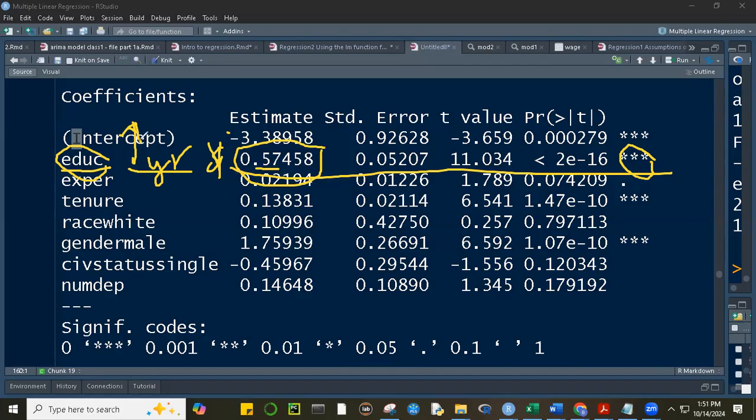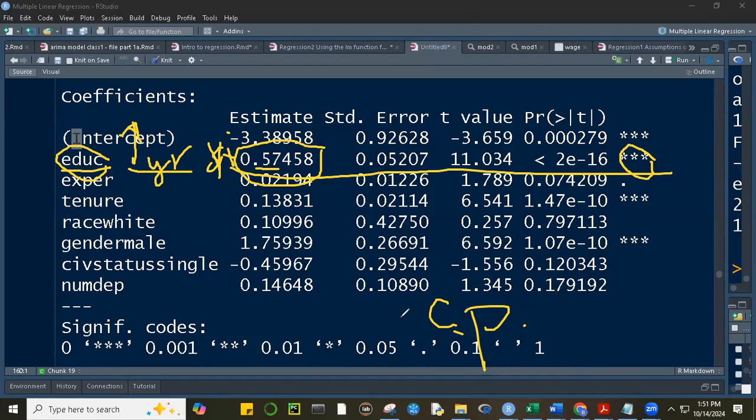Okay, so for every 1 year increase in education, there's a corresponding $0.57 increase in hourly wage. Bakit increase? Because it's positive class. So we're saying that there's a $0.57 or 57 cents increase in hourly wage, then comma, don't forget this, CP.